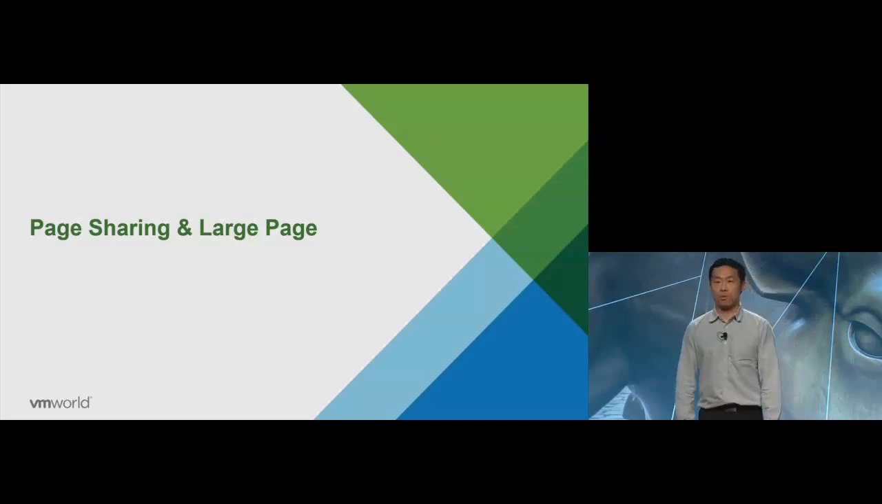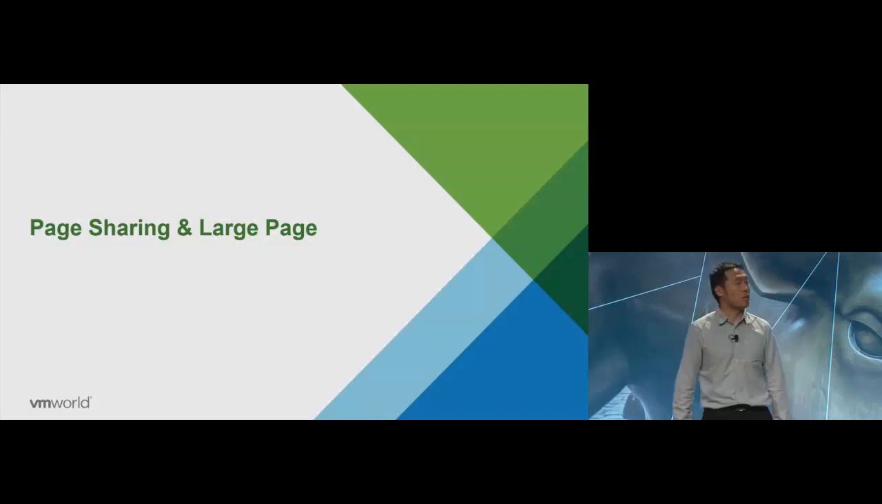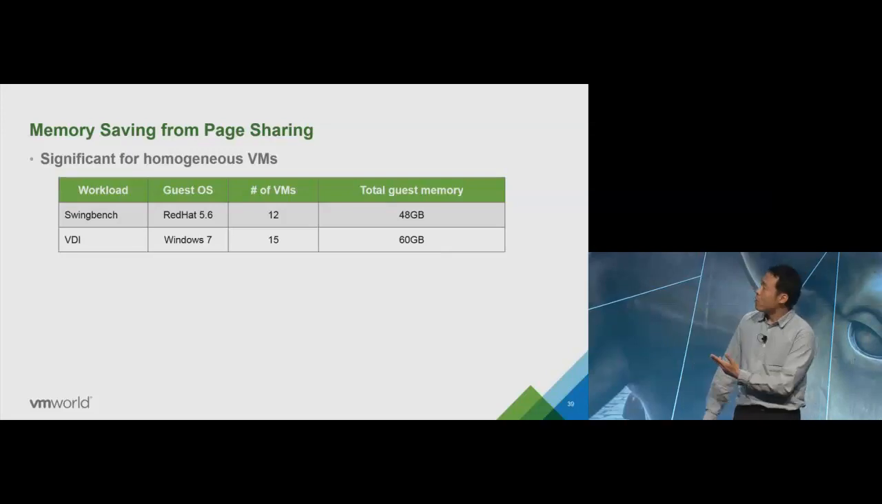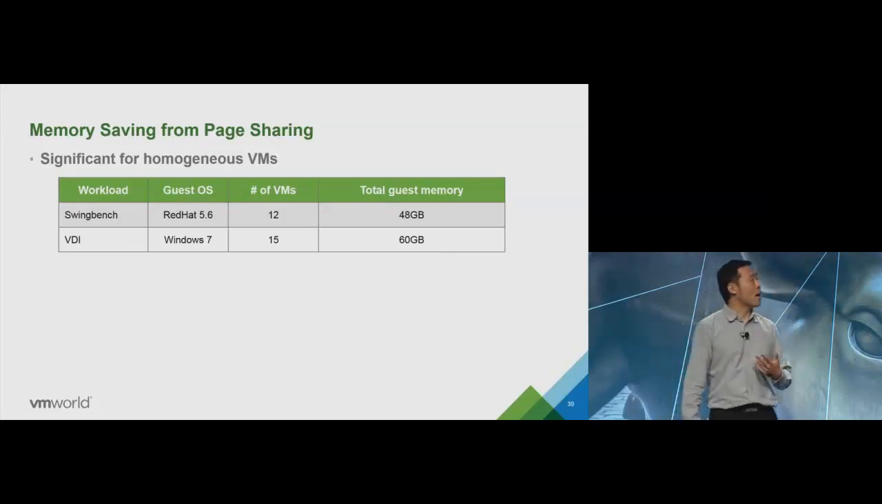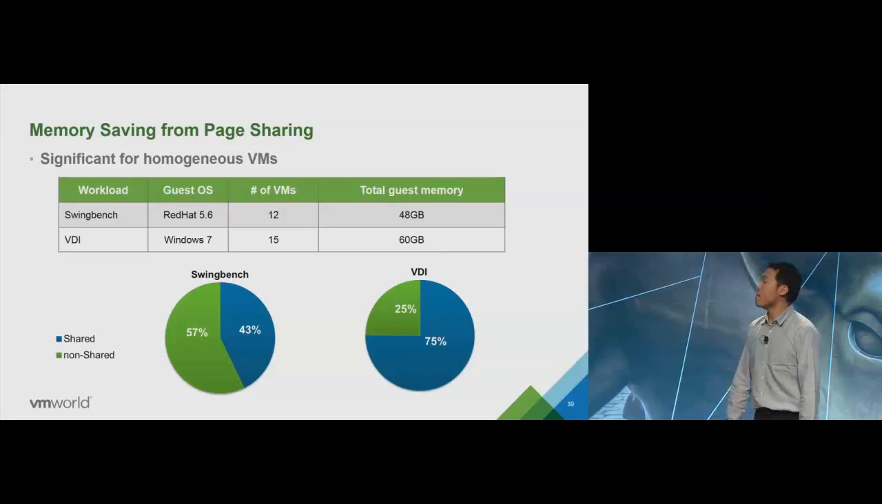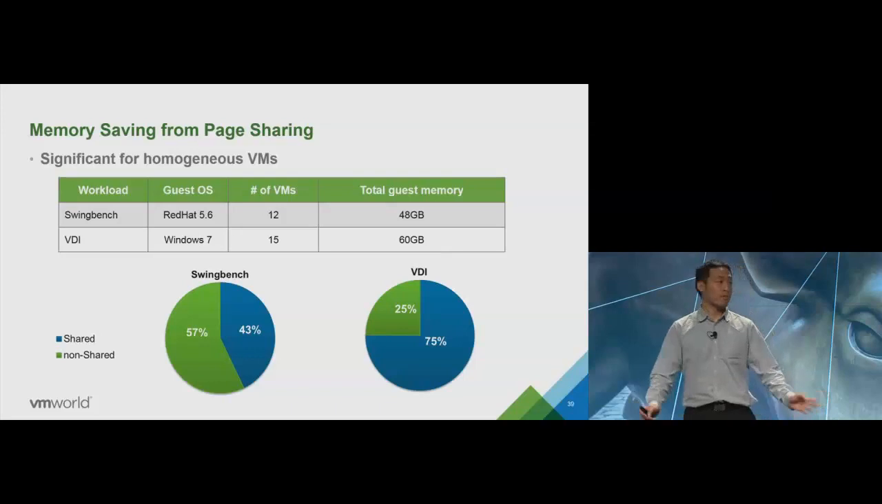Page sharing is a nice technique to save memory, but some of you may already know that when your host has large page enabled, page sharing doesn't happen. So I'd like to take this opportunity to clarify some interactions between page sharing and large pages. Well, first I want to say that the memory saving from page sharing can be quite significant for homogeneous VMs. In these two examples, I use multiple Swingbench and VDI VMs. It turns out that about 43% of memory for Swingbench VMs and 75% of memory for VDI VMs can be shared.